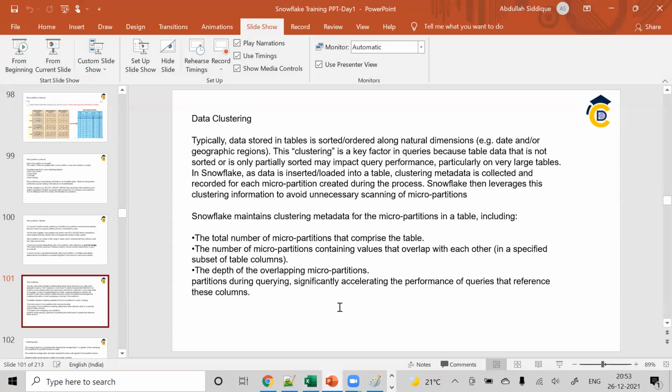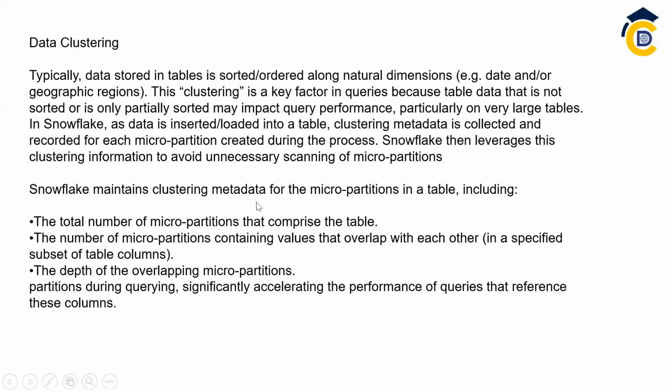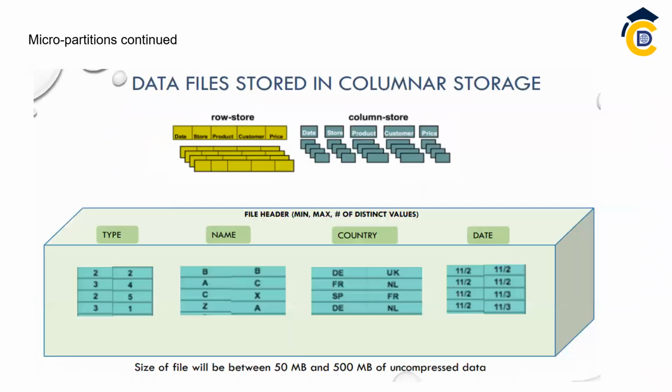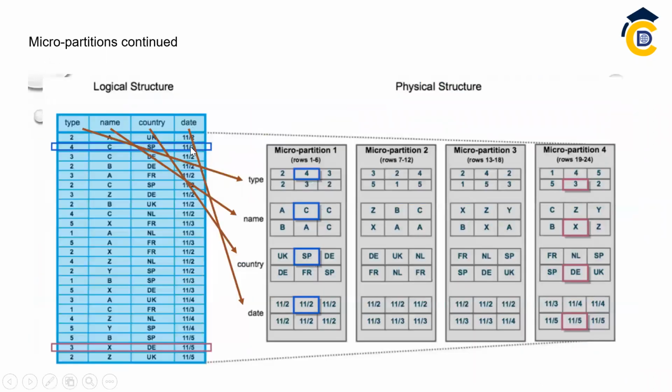I will show that to you also in some time. Let's just read it quickly. Typically, data stored in tables is sorted or ordered along natural dimensions, for example, date or geographic regions. So just now in our previous example, the date column was a natural clustering key.